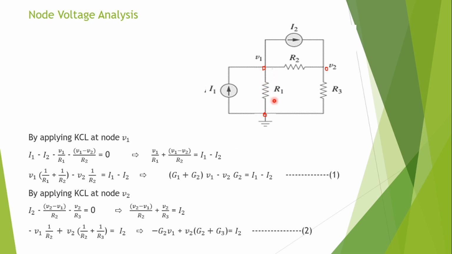Once you get V1 and V2, we can find all the other required parameters. Current through R2, if required, is (V1 minus V2) by R2. Current through R3 is V2 by R3. Current through R1 is V1 by R1. So like this, for the given network we need to write the node voltage equations, that is equation 1 and equation 2. This is the case for a network with two nodes.